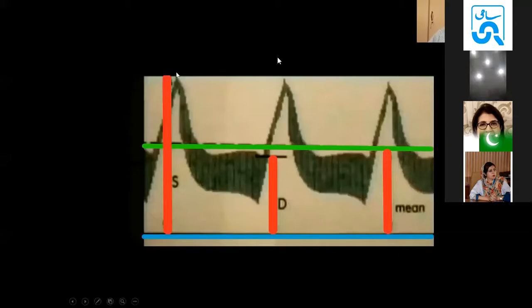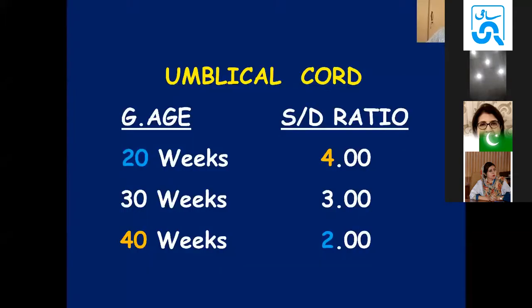So here we have the peak systolic, we have the end diastolic, and this is the mean. So we divide S by D, mean systole divided by diastolic, that gives you the SD ratio. It is very easy to remember the normal SD ratios. It all depends on the gestational age: 20 weeks, 30 weeks, 40 weeks. At 20 weeks it should be 4.0, at 30 weeks it should be 3.0, and at 40 weeks. A very ready reference, and you can make up your mind that everything is fine.